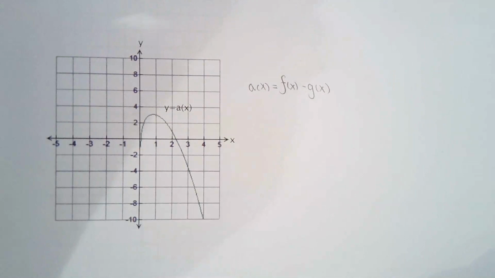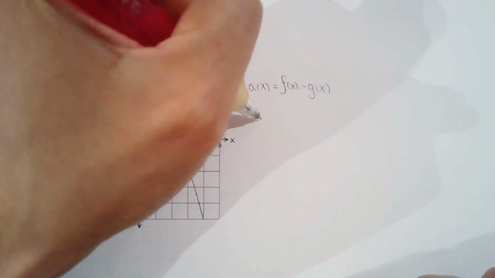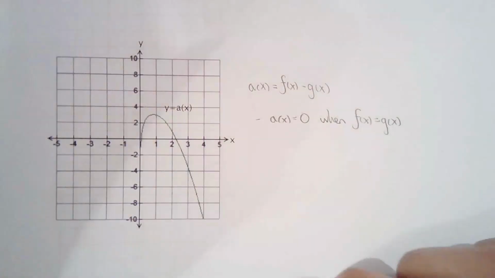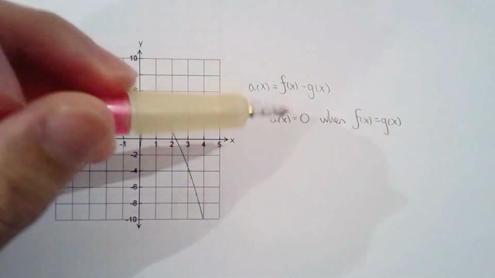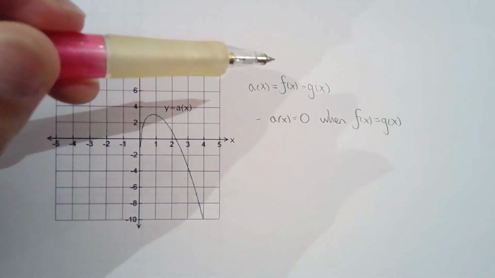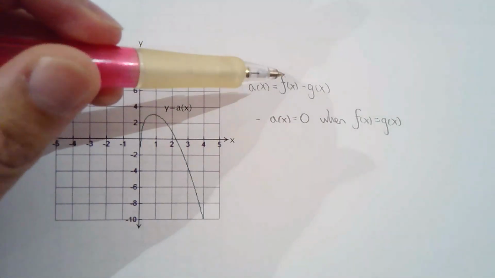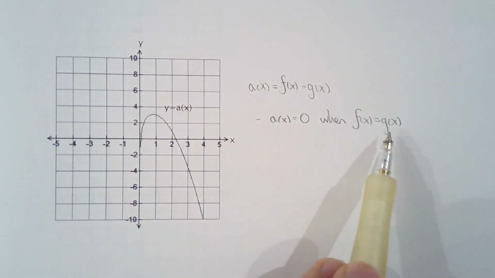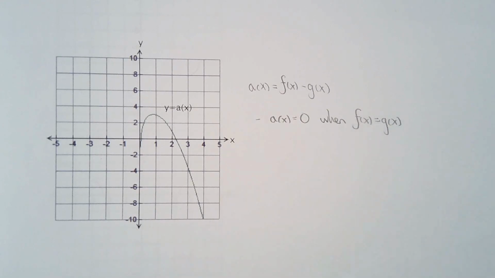So here are my bullet points. Yours could be different. I'm going to write a of x equals 0 when f of x equals g of x. Okay, this point helps prove to me why a of x is equal to f of x minus g of x, because when f and g are equal, a of x is equal to 0.